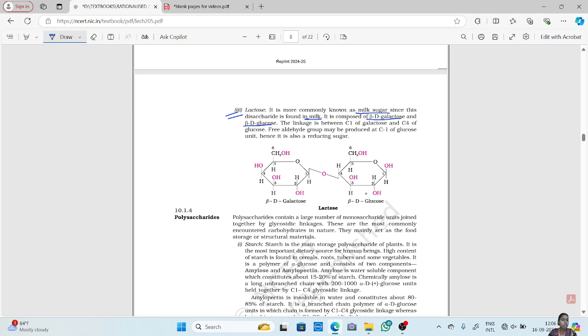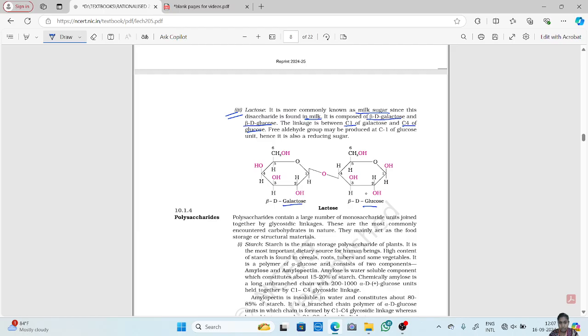Sucrose was made up of glucose and fructose. Maltose was made up of 2 units of glucose. Now, what is lactose made up of? Lactose is made up of beta D galactose and beta D glucose. The linkage is between C1 of galactose and C4 of glucose. So this is the galactose structure, which is similar to glucose, and this is the beta D glucose.